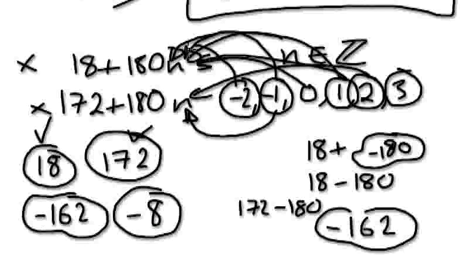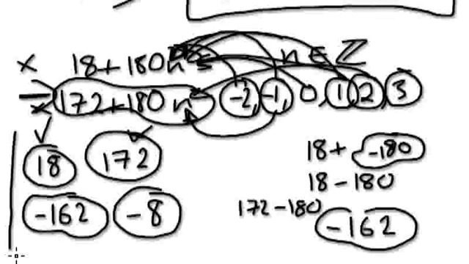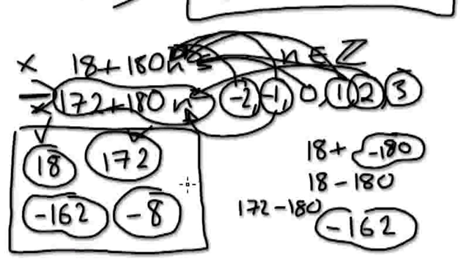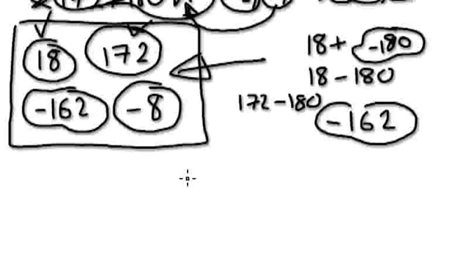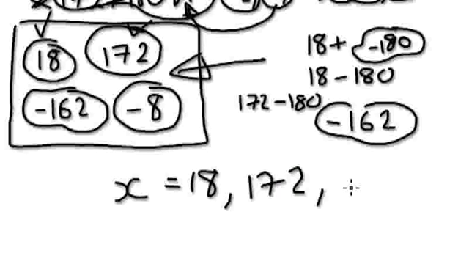Now if you put negative 2 into the first, it will go beyond our range, but double check for yourself. Then put negative 2 into the second. Again, it's beyond our range. So yeah, double check for yourself. So really we've got these 4 solutions. You can say x equals 18, or 172, or negative 162, or negative 8.